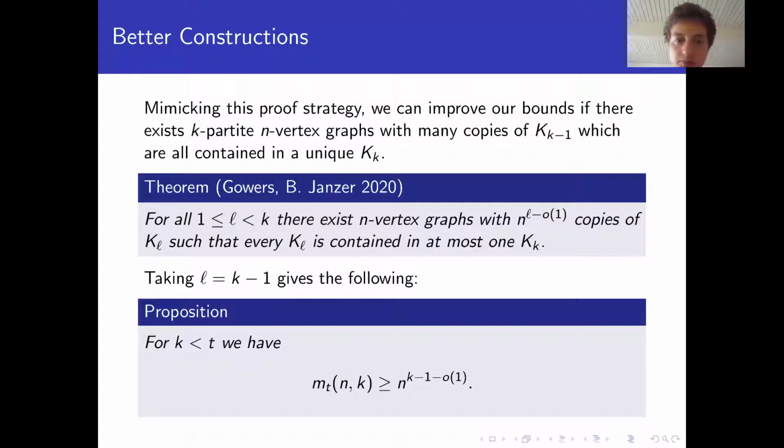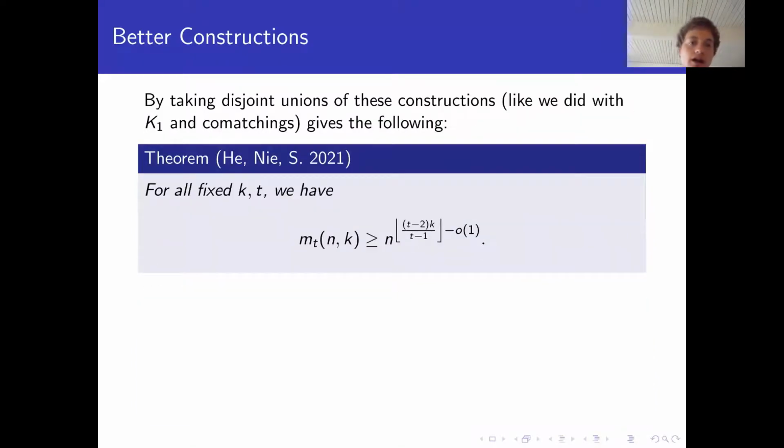And you can push this a little further. Basically by taking disjoint unions of these constructions of Gowers and Janzer and co-matchings and Ruzsa-Szemerédi type constructions, I claim we can get the following lower bound here for any fixed K and T. And again, I'm not going to go through the details because they're not particularly enlightening, but basically this is analogous to when we're just working with co-matchings, we would take co-matching, then a K1, then a co-matching, then a K1, then a co-matching.